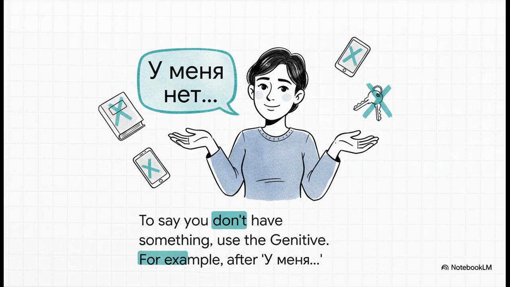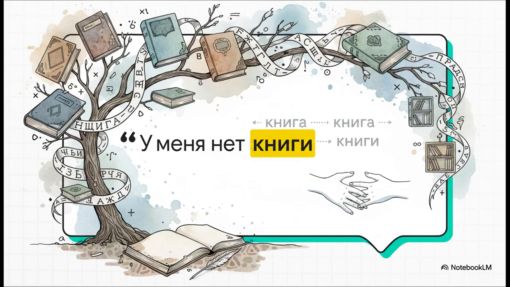All right, use number 2 is absolutely crucial. It's for negation. Whenever you say I don't have, which in Russian is меня нет, the thing you don't have has to be in the genitive case. This is a really, really important one to remember. So let's take our word for book again, kniga. If you want to say I have no book, you'd say у меня нет книги. Notice how kniga became knigi? That's the genitive in action. Let's try that whole sentence. У меня нет книги. Perfect.